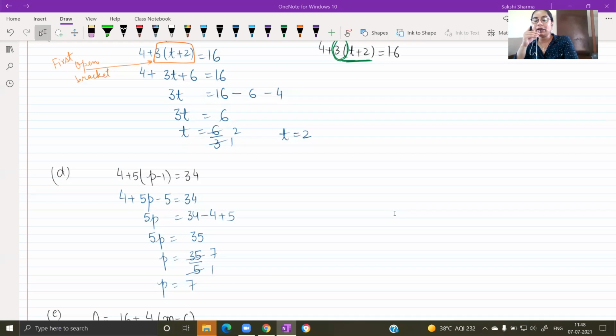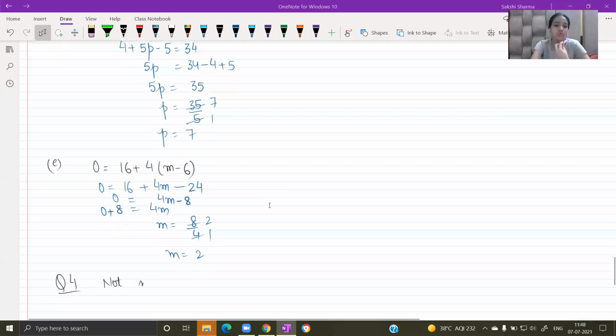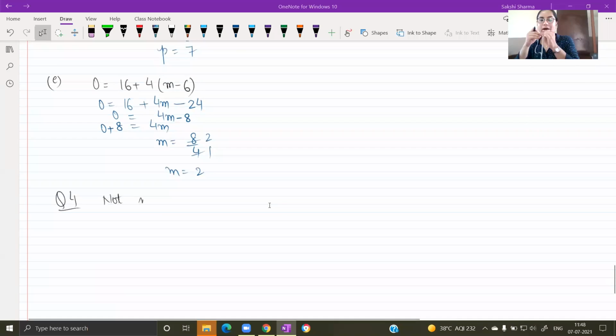You are learning now, and you can see how much change there is. In the first exercise there were equations like this, then in the second slightly bigger equations came, and here equations with brackets came. In 8th standard, a higher level will come. Yes, Chirag? Ma'am, the answer of E part is 2. Yes, the answer of E part is 2, and the fourth question is not in the syllabus.